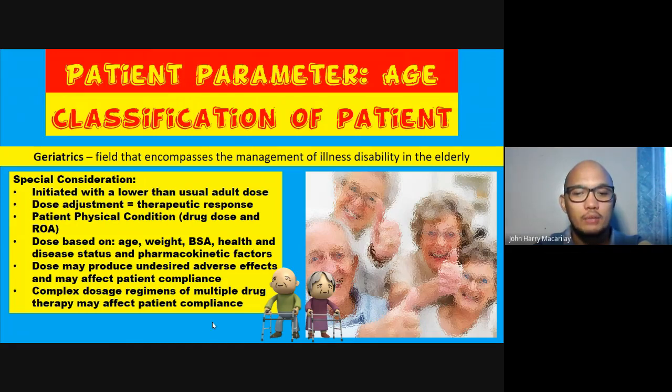If they feel that there is something wrong with the medication that they are taking, it may lead to poor patient compliance. They will not take the medication if they feel some unnecessary adverse or side effects. Complex dosage regimens of multiple drug therapy may affect patient compliance also. If they are taking too many medications, it can also affect patient compliance.